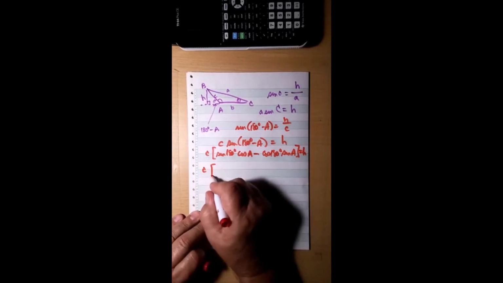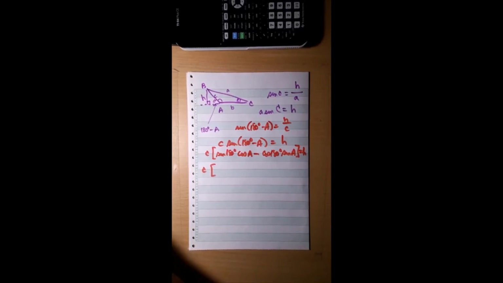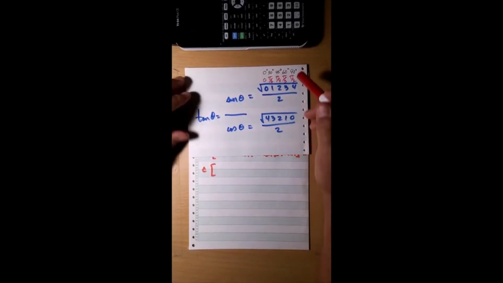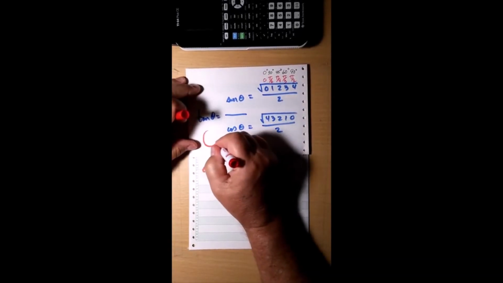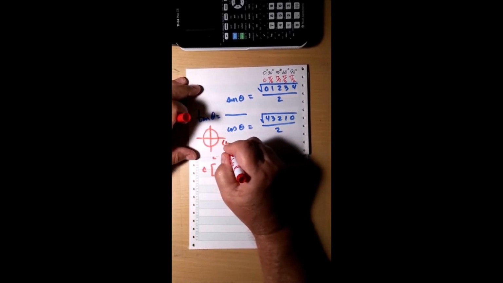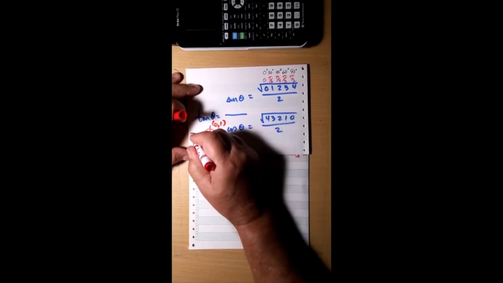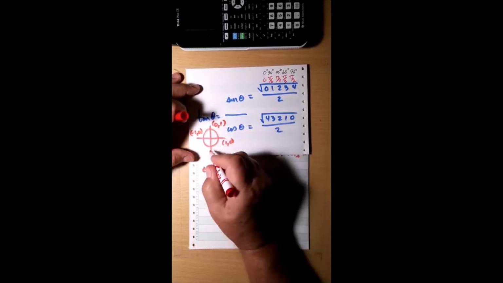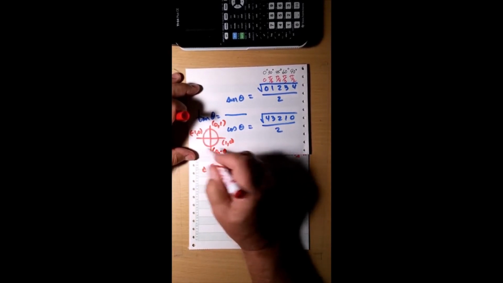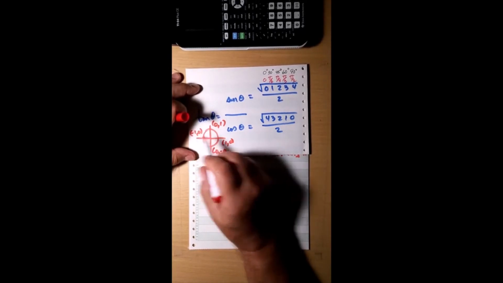So c times, what is the sine of 180 degrees? Well, let's see if I've got this here. Yes, I do. Okay. The sine of 180 degrees, remember this is the point 1, 0, this is the point 0, 1, this is the point -1, 0, this is the point 0, -1. 180 degrees is here. The sine is the y coordinate, which is 0.